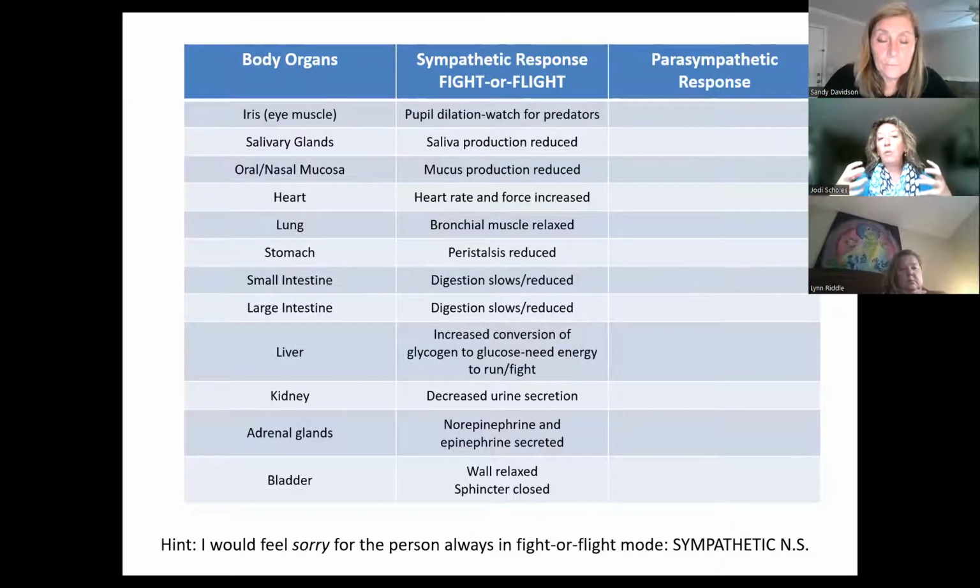So we don't produce as much saliva. It's like our mouth gets a little dry. Mucus production is slowed down. Heart rate goes up. The stroke count goes up. Our bronchial muscles actually relax a little because we know, I might have to fight a saber-toothed tiger here in the near future, right? So we're in that fight or flight.